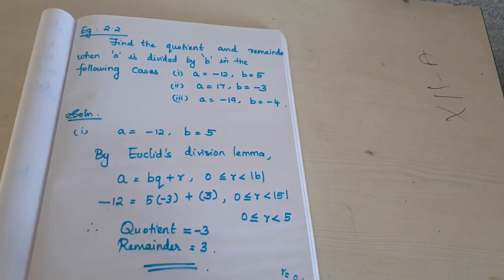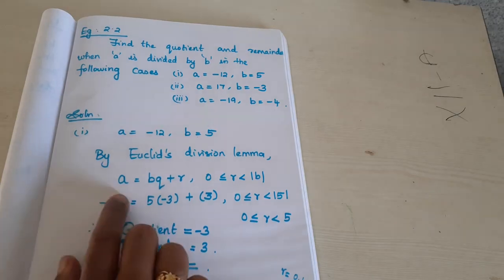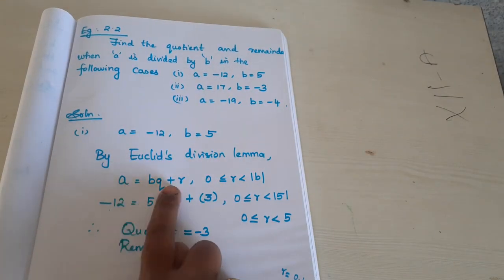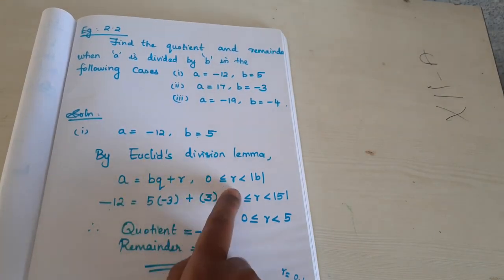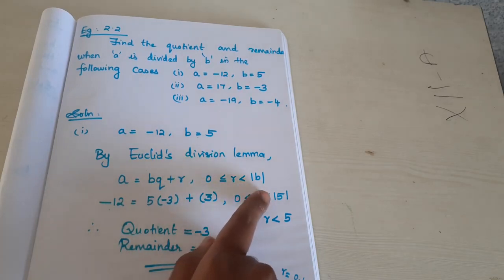Have you learned Euclid's division lemma? What is Euclid's division lemma? Let A and B be 2 integers, then there exist 2 unique integers, Q and R, such that A is equal to BQ plus R. What is the condition? 0 less than or equal to R less than B. That is for positive integers. But for integers, what is the generalized lemma? Hereafter we are using the generalized lemma only. A is equal to BQ plus R, 0 less than or equal to R less than modulus of B.